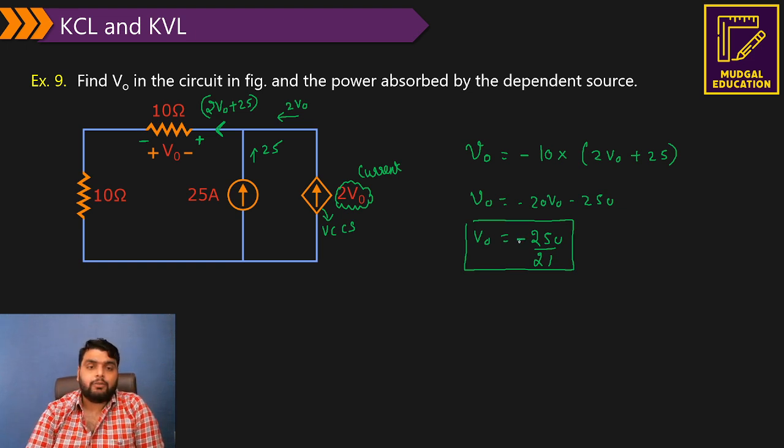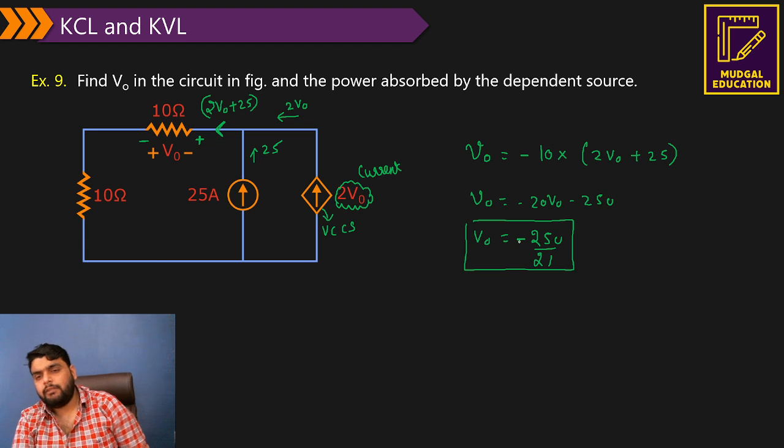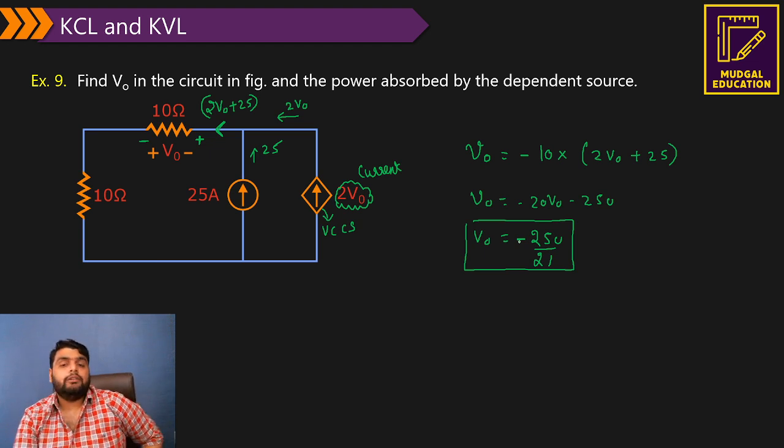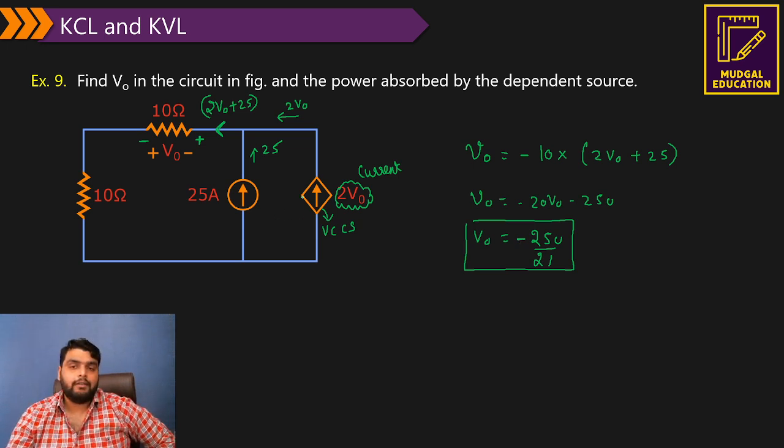Let me check the calculation also. So I guess the calculation is correct: minus 20 minus 250, so it comes out to be minus 250 by 21. Now they are asking to find the power absorbed by the dependent source. You have a dependent source here, with a current flowing through it which is 2V0. The current of the dependent source is 2 times V0.